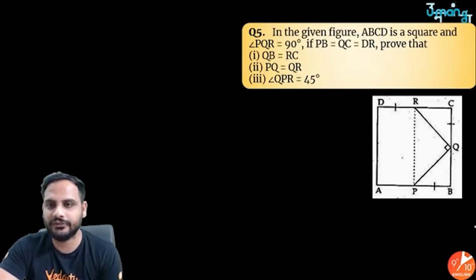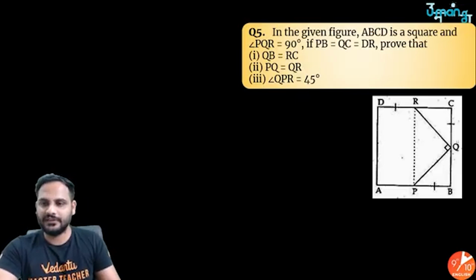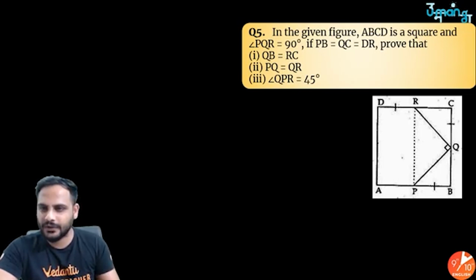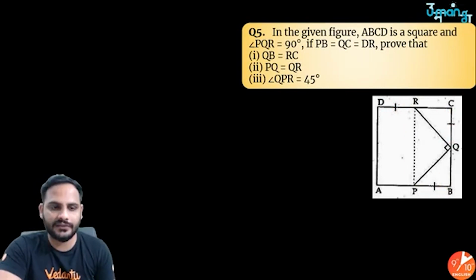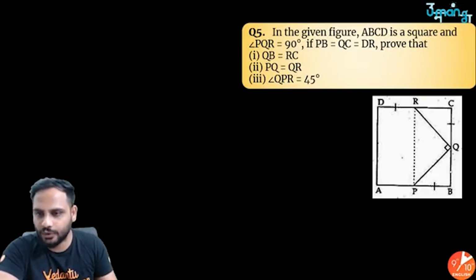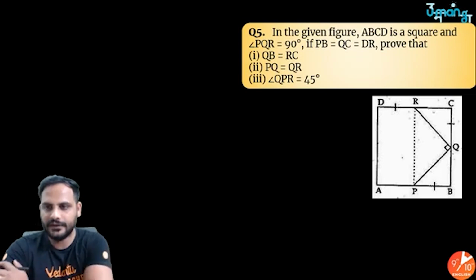Next question is this. In the given figure, ABCD is a square and angle PQR is equal to 90 degrees. ABCD is given a square, PQR is 90 degrees. Then they have given PB is equal to QC is equal to DR. PB, QC, DR. Look at the diagram carefully. PB, QC and DR all are given equal to each other. Prove that QB is equal to RC. Okay, I have to prove that QB, where is QB? QB is over here and RC is over here. That I need to prove they are equal.